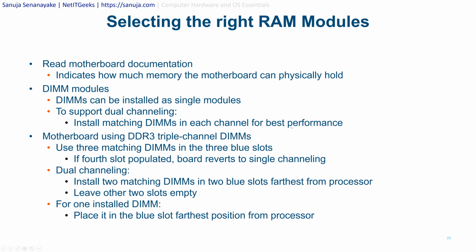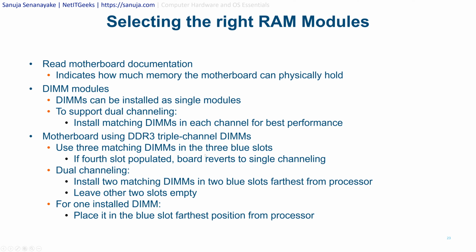I would buy the DIMM modules from the same manufacturer with the same frequency and same model number, even the same batch number if possible. For a motherboard using DDR3 triple channel DIMMs, use 3 matching DIMMs in the 3 blue slots. If the 4th slot is populated, the board reverts to single channeling. So keep that in mind.